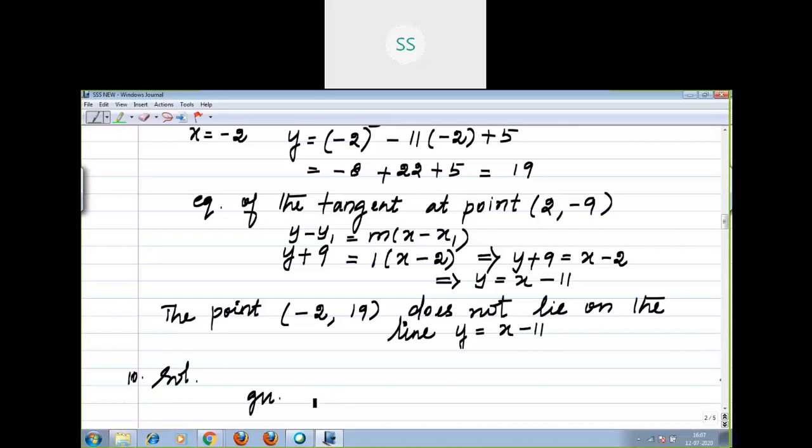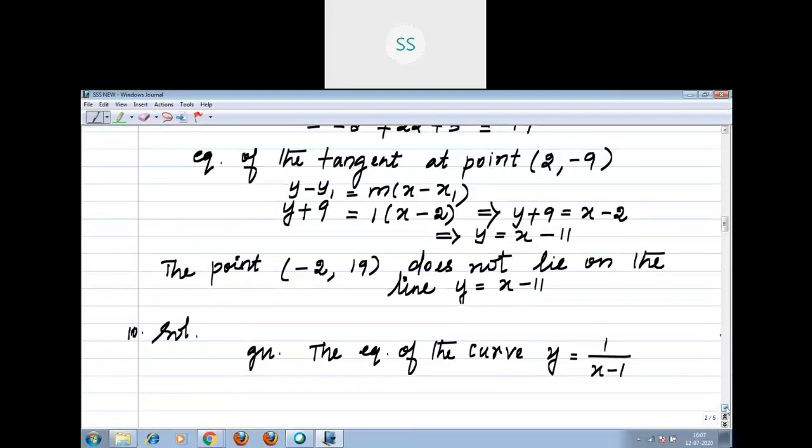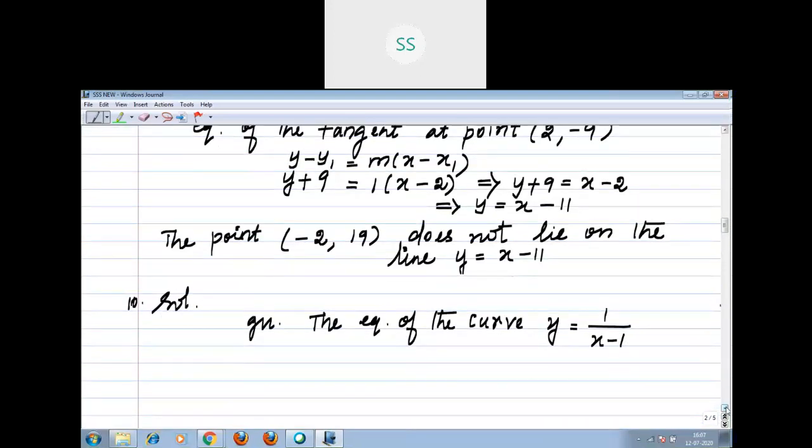What is given? The equation of the curve. What is it? Yeah, anyone? Be attentive and respond. Yeah, y is equal to 1 by x minus 1. Next, slope of the tangent means how to find? You are going to differentiate with respect to what? With respect to x, right? Now, slope of the tangent.